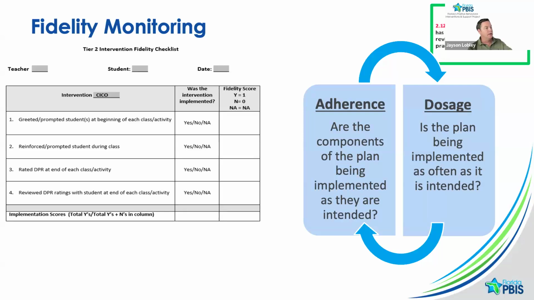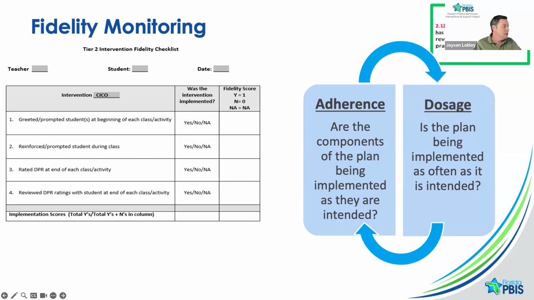So this was a quick fidelity monitoring check. It's just a yes or no, or maybe didn't apply for that day, and you can pull a fidelity score in there. So this is an example of adherence to the steps of a check-in, check-out system. Yours may look different. You may have different types of steps, but this is just one quick example that we see.